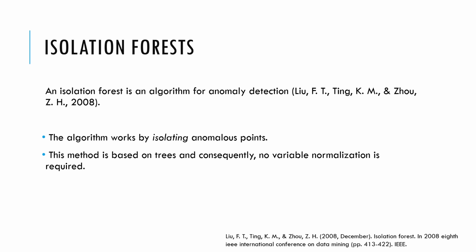In order to detect the abnormal trajectories, we will use isolation forests. An isolation forest is an algorithm for anomaly detection, and this algorithm works by isolating anomalous data points. This method is based on trees, and consequently no variable normalization is required. This is one of the advantages of using this type of methods.